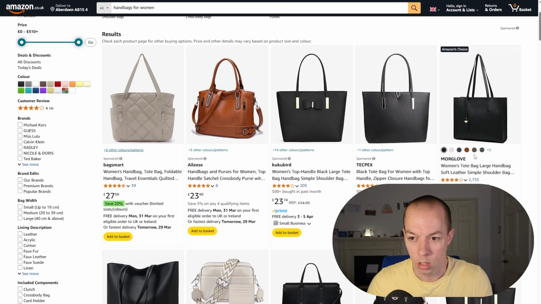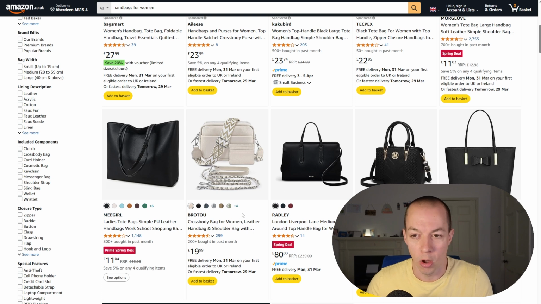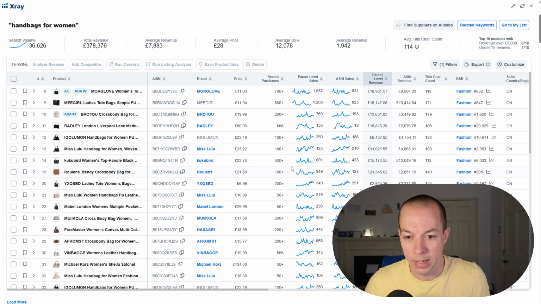And if we go to the search results, this product here, 1, 2, 3, 4, 5, 6, plus a number more. There's 9 different colors. There's 9 different ASINs for this particular product. And the same with these. These have all got variations, lots of different colors. So the recent sales is only telling you the sales for that top, or the main ASIN that has been selected. So that's why we can't just go blindly off of that.